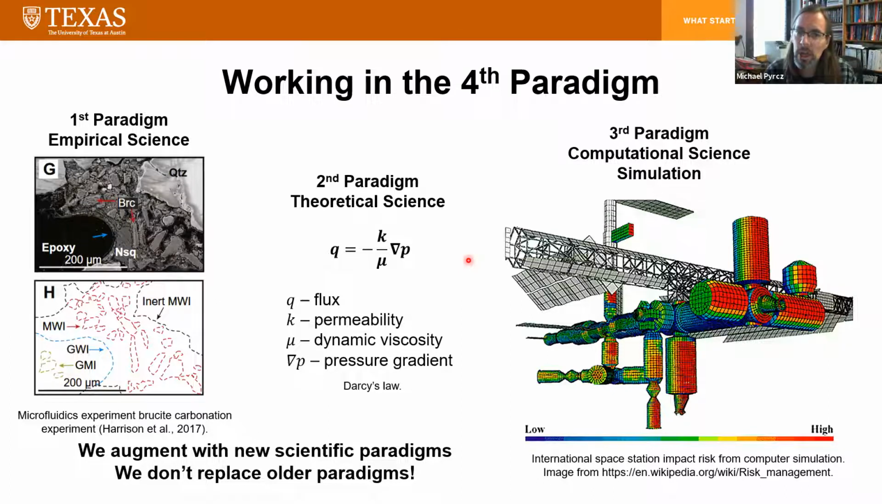Let me ask you this question. When we moved to the second paradigm, theoretical science, did we throw away the first paradigm? Did we say, we don't need to experiment anymore, we have theoretical science? No, it was built on experimentation. Anybody here work in computer simulation? It is a combination of theoretical and empirical.